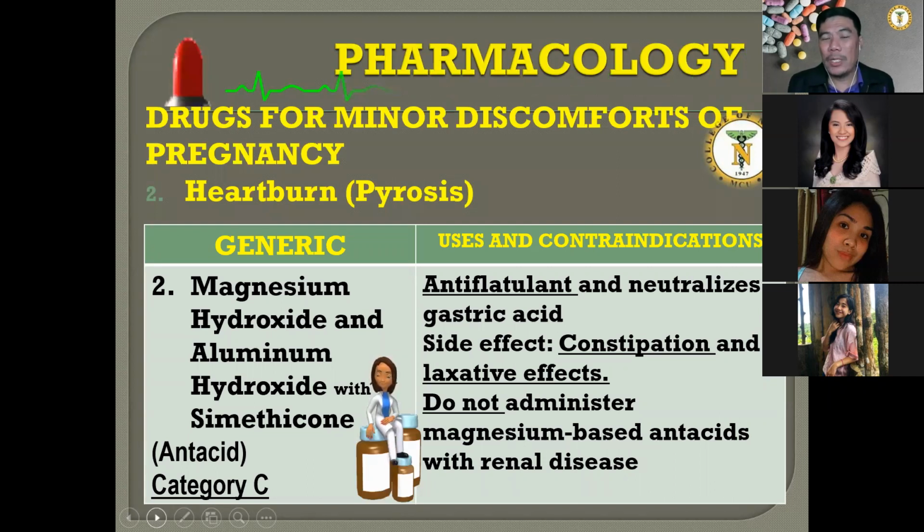However, ito po yung concern natin. It's category C. So category C, careful tayo, because it has no evidence of studies, pero it has been recorded and documented na may adverse effects sa fetus. So Maalox or magnesium hydroxide or aluminum hydroxide should not be administered with magnesium-based antacids.